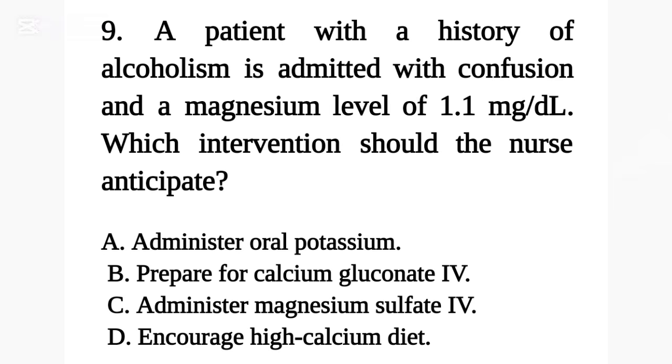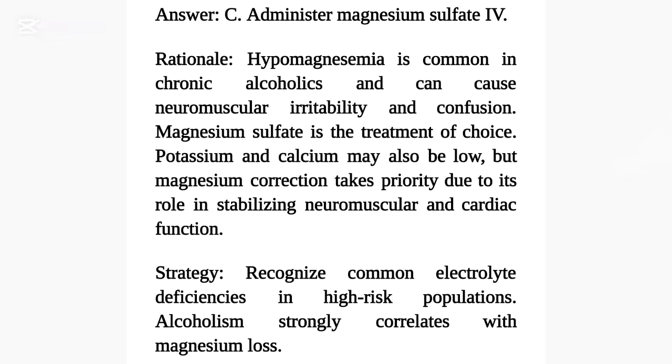9. A patient with a history of alcoholism is admitted with confusion and a magnesium level of 1.1 milligrams per deciliter. Which intervention should the nurse anticipate? A. Administer oral potassium. B. Prepare for calcium gluconate IV. C. Administer magnesium sulfate IV. D. Encourage high calcium diet. Answer: C. Administer magnesium sulfate IV.